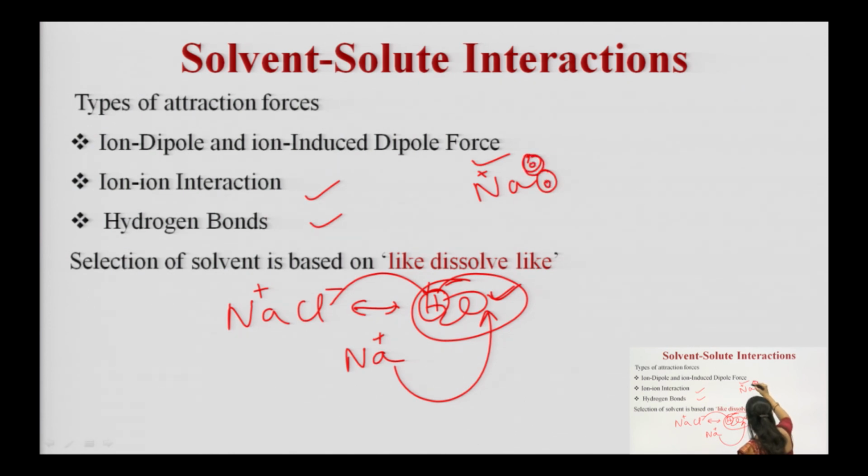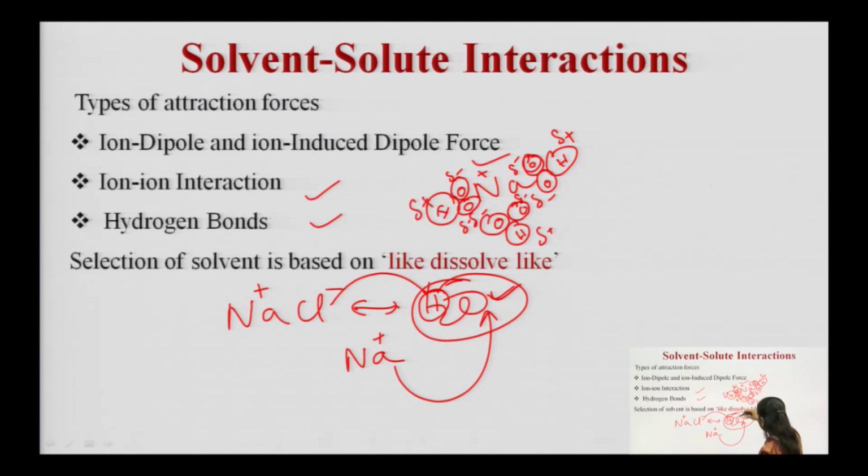If this is your oxygen, it is getting a slightly negative charge. Here we have hydrogen, it has a slightly positive charge. Likewise, this will be surrounded by oxygen. As we know, water is a polar molecule, so its partially negatively charged oxygen faces towards your sodium cation. And in this way it gets dissolved in water.